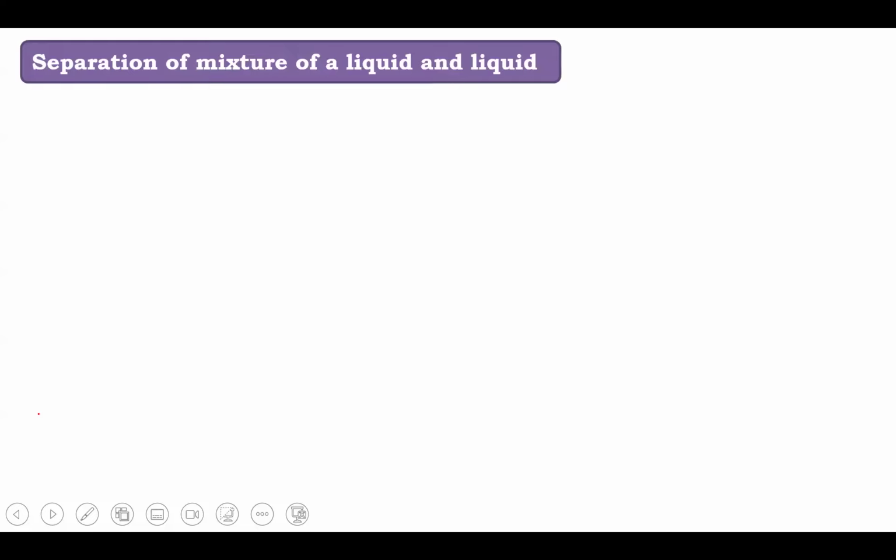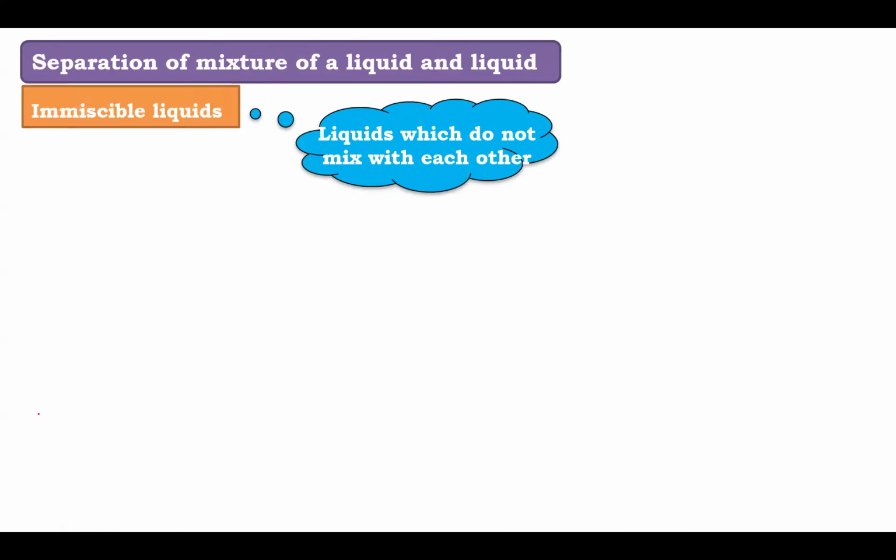Now we go to the next part. Mixture of liquid and liquid. Now liquids are of two types. Immiscible means one liquid is insoluble in another. If I take oil and water, that boy there, sit properly.